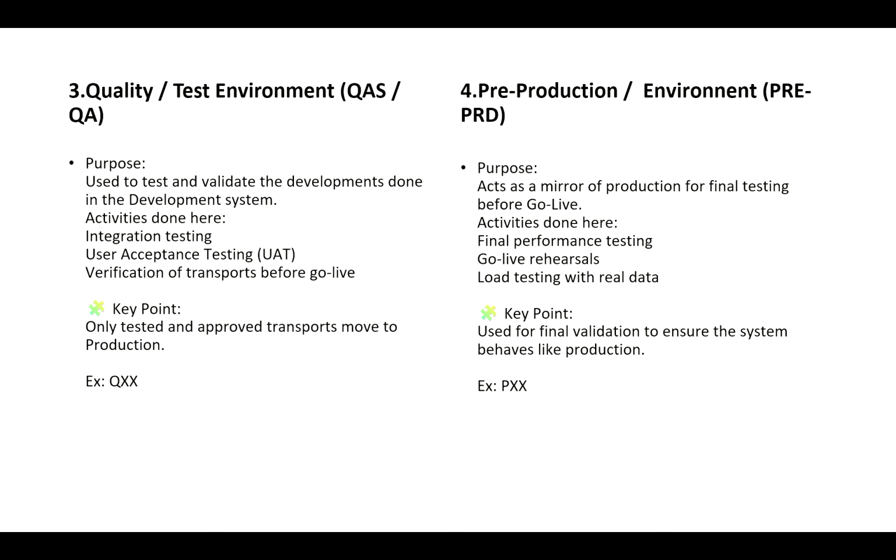Okay. Next is pre-production. This is an exception case; some people will directly move to production because they think they will do it in quality. Some people will keep one more system here. Okay, pre-production. What actually happens here? It's a mirror of production for final testing before go live.